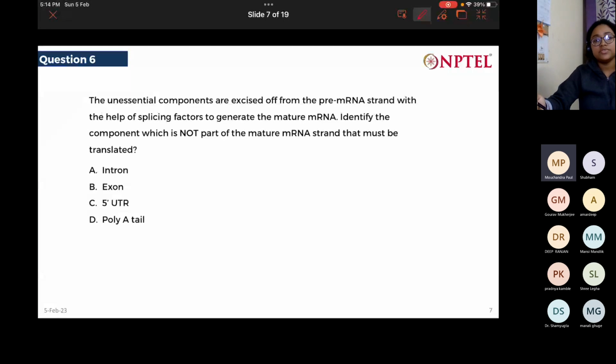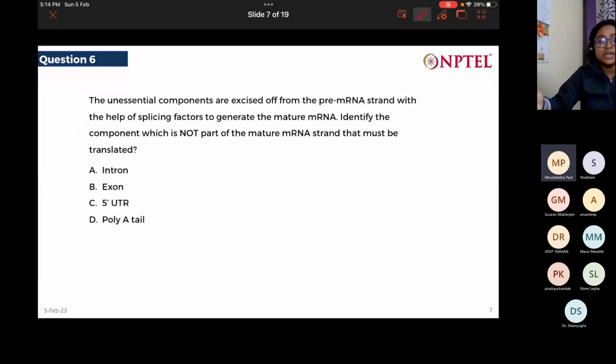So during transcription, we get a premature mRNA which has the coding and the non-coding regions, right? We term them introns and exons. So exons are the part which are actually retained in the mature mRNA. Introns are removed. Okay. And this is the splicing.